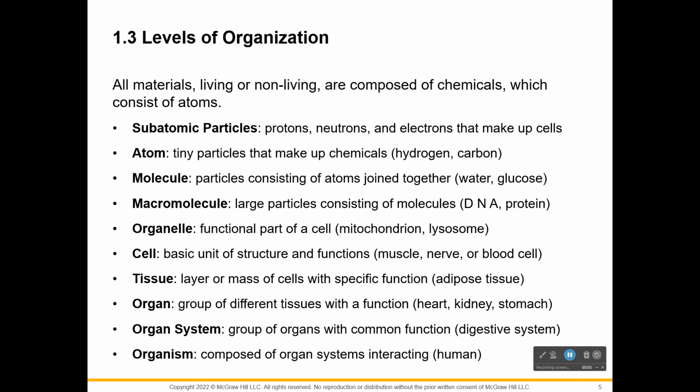Atoms come together to form molecules, such as water. So you take two hydrogen atoms and one oxygen atom, and you put a few atoms together and you have a molecule of water. And glucose would be 6 carbons and 12 hydrogens and 6 oxygens to make one molecule of glucose.